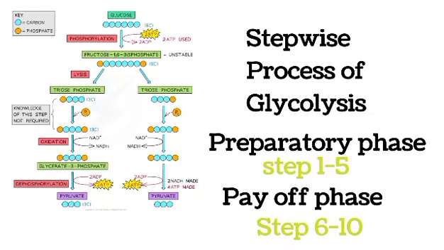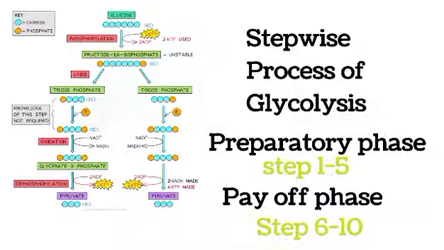4. Cleavage of fructose 1,6-bisphosphate. Fructose 1,6-bisphosphate is cleaved into 2 3-carbon molecules, dihydroxyacetone phosphate, DHAP, and glyceraldehyde 3-phosphate by aldolase. 5. Isomerization of DHAP. DHAP is isomerized to another molecule of glyceraldehyde 3-phosphate by triosephosphate isomerase.